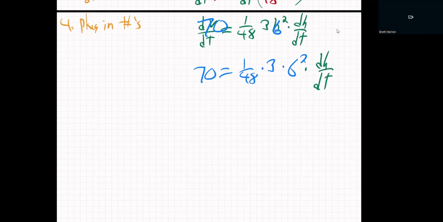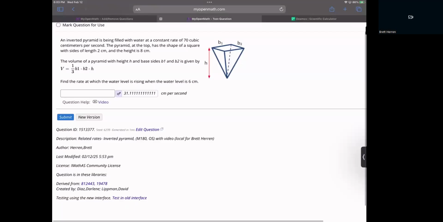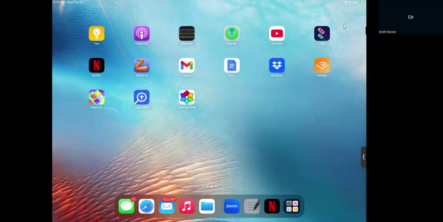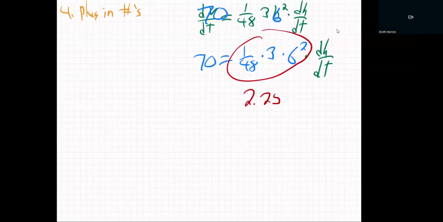Okay, can we clean that up? I think this will come out nice. Let's go to decimals: 1/48 times 3 times 6 squared is 2.25. So this is 2.25 times dH/dt.